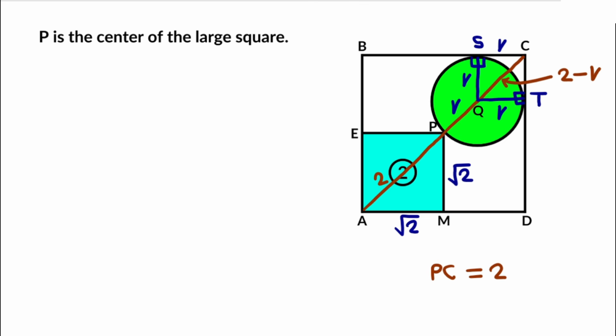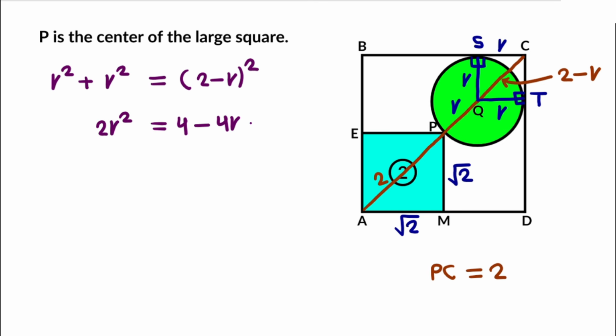Triangle QCS is a right triangle. So by the Pythagorean theorem, r squared plus r squared equals the quantity 2 minus r squared. Let's expand the right side. We get 2r squared equals 4 minus 4r plus r squared. Move everything to one side, and we get r squared plus 4r minus 4 equals 0.